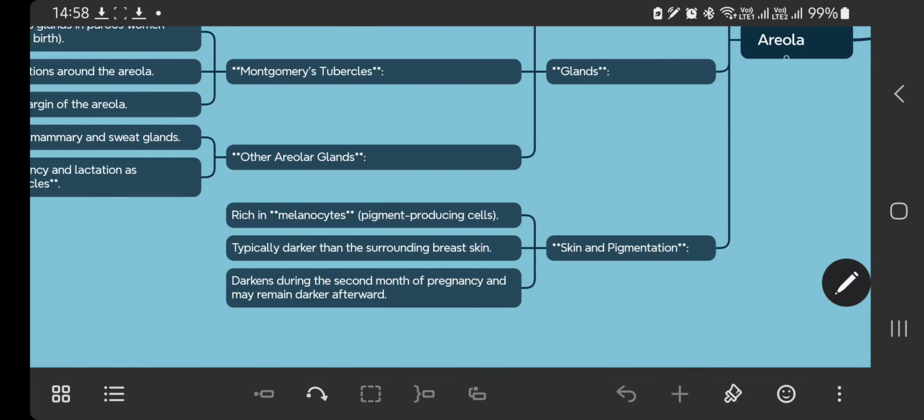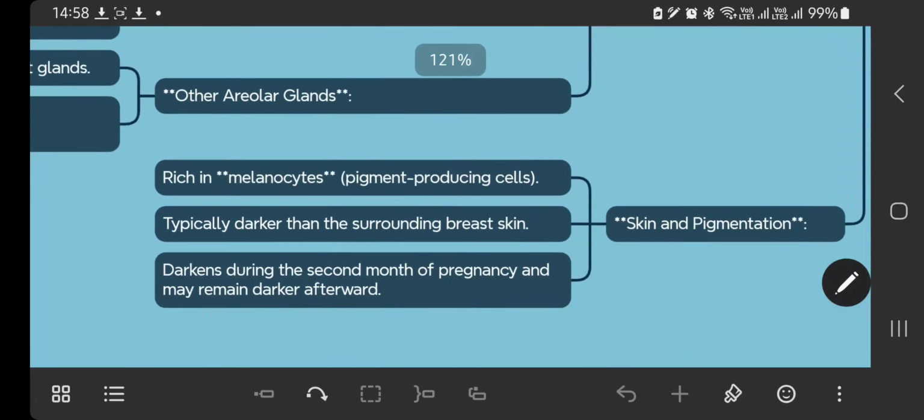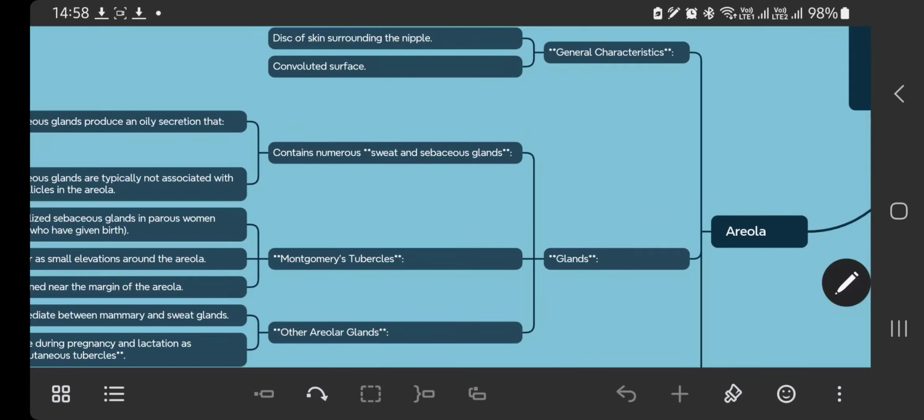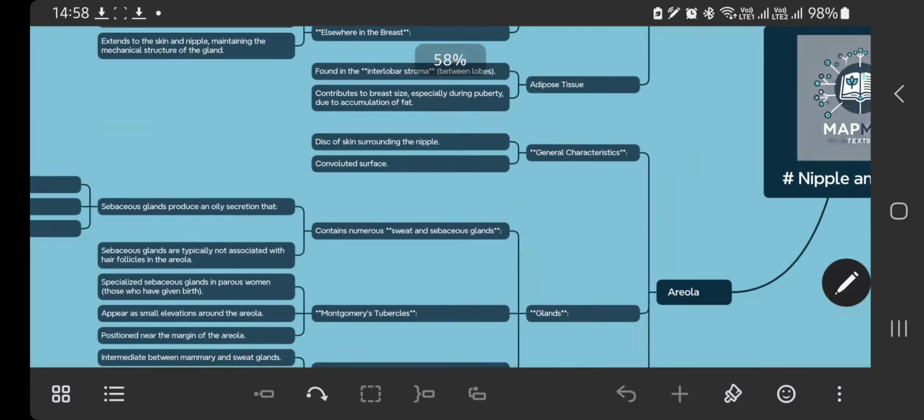Now we have discussed the glands in the areola. What about the skin and pigmentation? They are rich in melanocytes. They are typically darker than the surrounding breast skin, and darken during the second month of pregnancy and may remain darker afterward. Now we have covered that part of the areola.